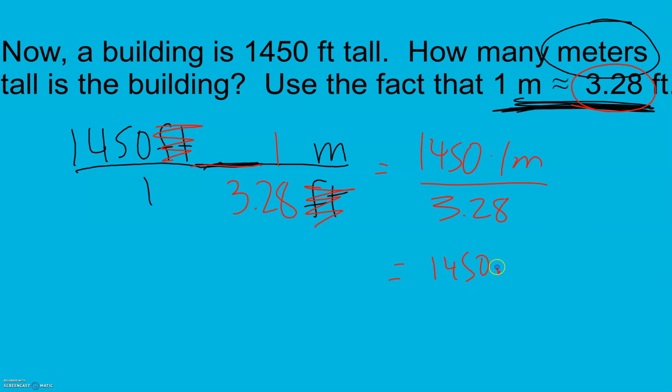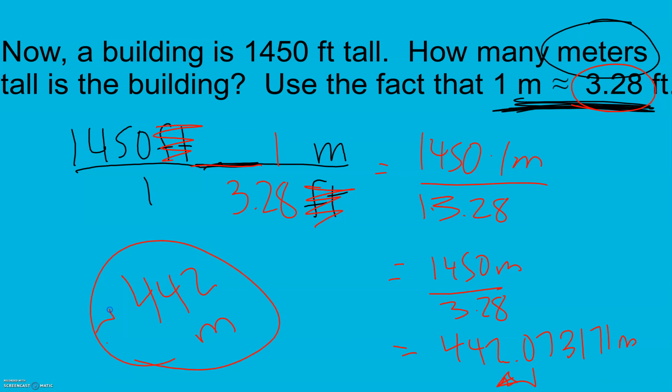Simplify. And divide. I get 442.073171 meters, which again I'm going to round. 0 rounds down, so 442 meters approximately.